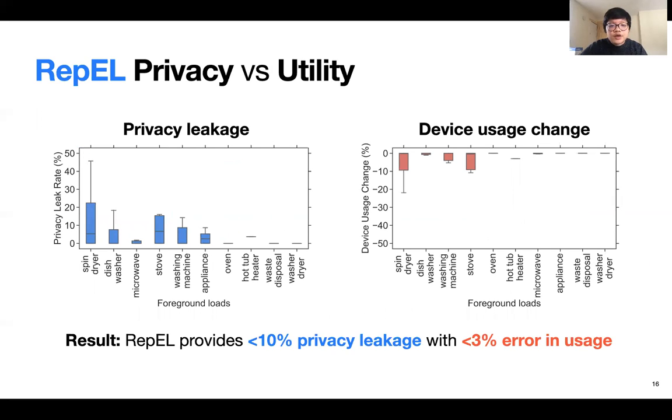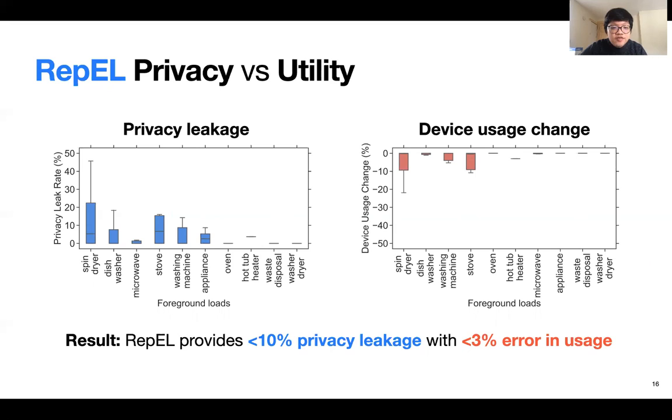In our experiment, we set the time window to 1 day and used a uniform distribution as the target distribution. The battery size is 13.5 kilowatt-hours, which is equal to the size of 1 Tesla Powerwall battery. In the first graph on the left-hand side, the x-axis shows the appliance in the house and the y-axis shows the privacy leak rate. On average, RepEL has less than 10% privacy leakage rate, which shows that RepEL can prevent privacy leakage.